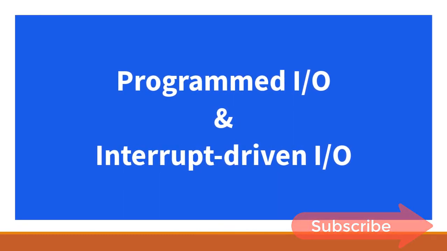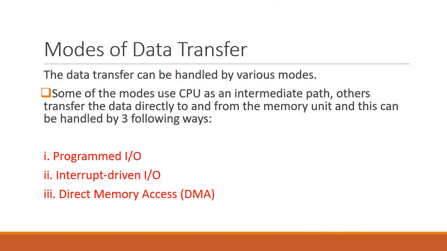In the last class we discussed the basics of input-output transfer and asynchronous data transfer. Today I will discuss the modes of transfer. Data transfer can be handled in various modes. Some modes use the CPU as an intermediate path, and other modes transfer data directly to and from the memory unit.